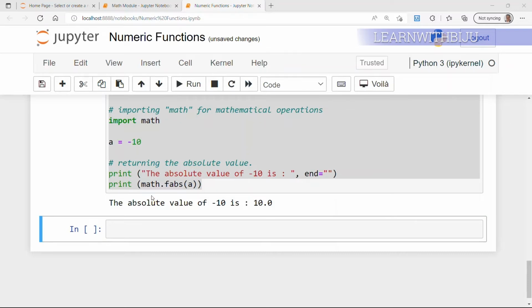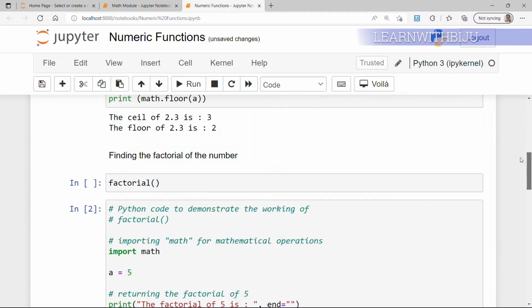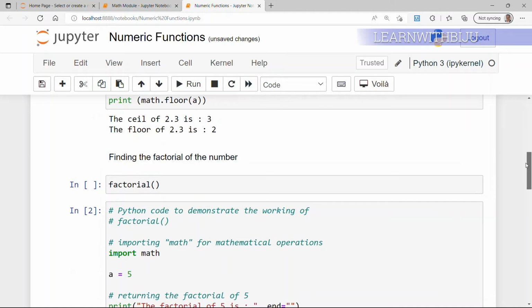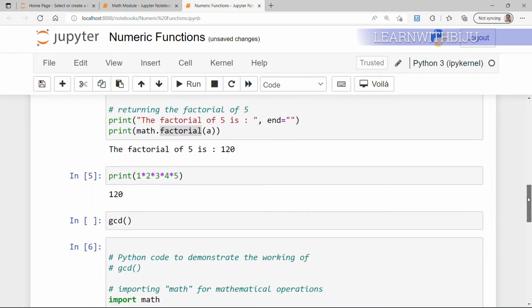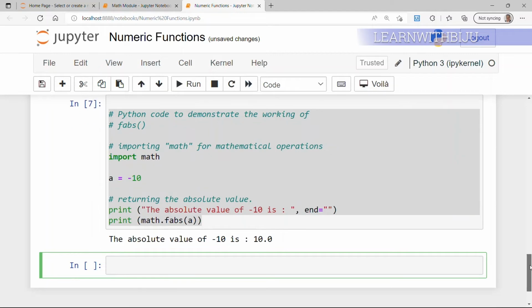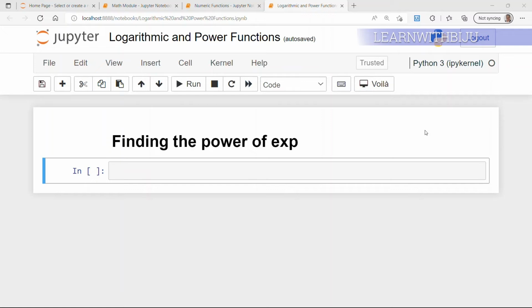So hope we understood the various numeric math functions. What are those? Ceil, floor, factorial, then we have GCD, then we have fabs. With that, the numeric functions are over. Next, we will check the logarithmic and power functions. Our next topic is logarithmic and power functions.